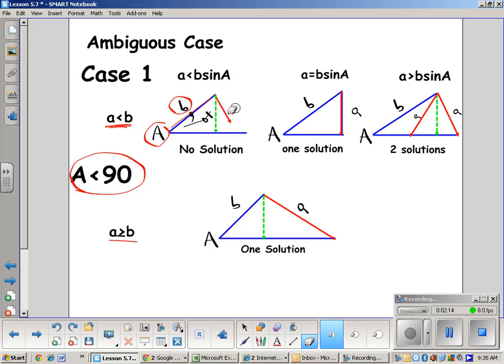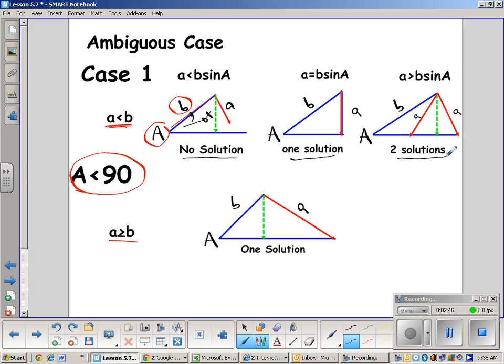If I swung this one around, as I swing this one around, you'll see it's too short. It doesn't touch that line at all. So it won't make a triangle if it's too short. And so we have a scenario where it's too short to make a triangle, right here. We have a scenario where it's exactly long enough to make a triangle. And we have a scenario over here where it's too long and there are two possible scenarios.